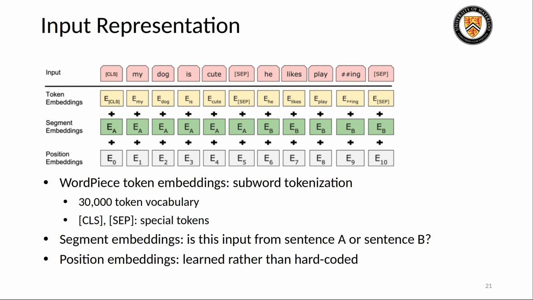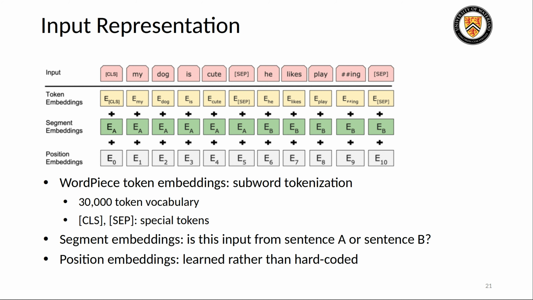The input sequence is also augmented with special tokens such as CLS and SEP, which are used to denote the beginning and separation of sentences, respectively. So the CLS token is particularly important since it is used to generate a fixed size representation of the entire input sequence, which can be used as an input to downstream tasks.